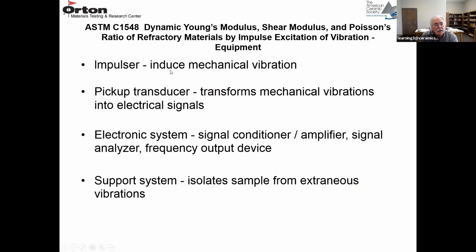So for equipment, you need some type of hammer or impulsor to strike the sample that induces the vibration. You need a transducer to pick up the vibration. It just transforms the vibration into an electrical signal, some type of piezoelectric material. An electronic system contains a signal conditioner, amplifier, and signal analyzer, and the output is the frequency of vibration. And the support system isolates the sample so the vibrations are not damped, and that was that piece of foam under the sample I just showed.